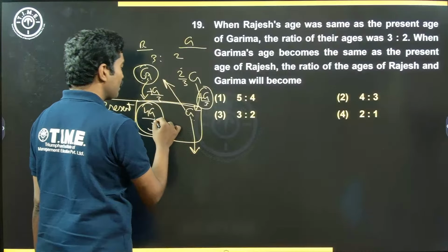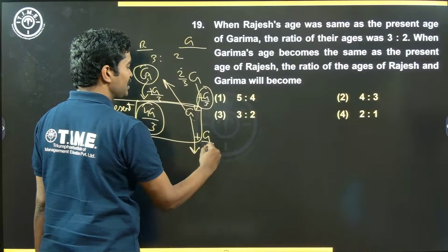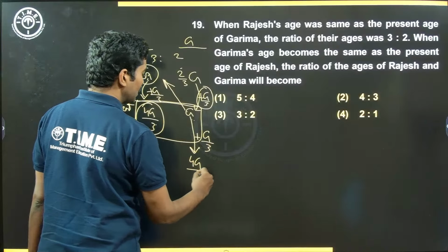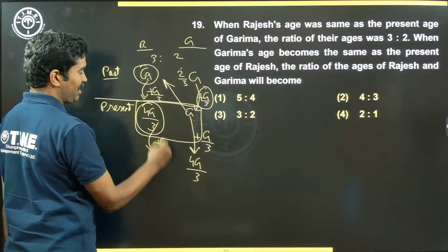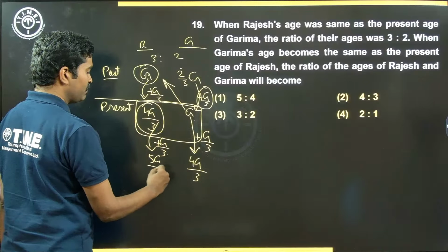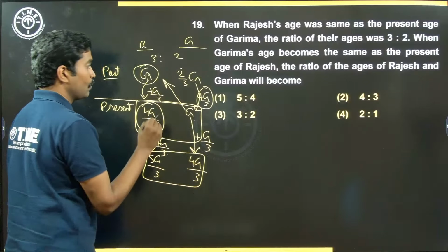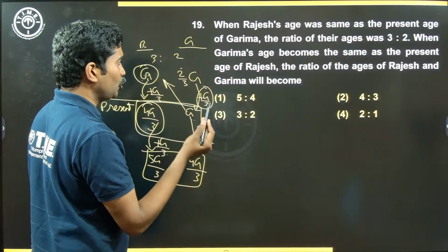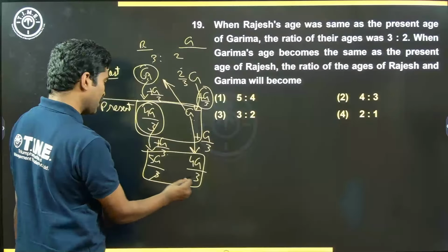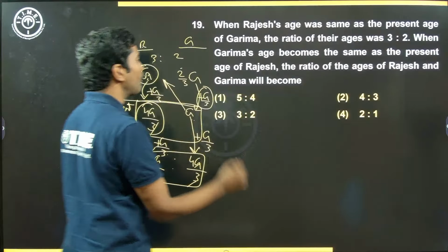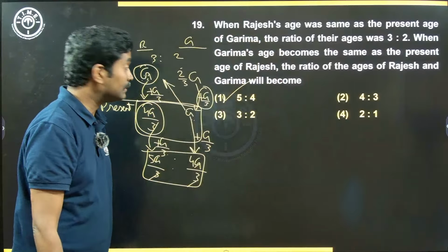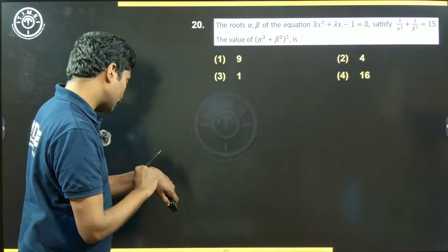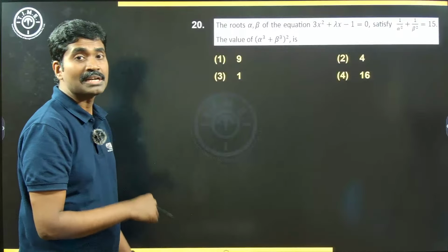When Garima's age becomes 4g by 3, meaning another g by 3 into the future, right? Which means Rajesh's age will also go up by another g by 3, which is 5g by 3. So the ratio of the ages of Rajesh and Garima, 5g by 3 to 4g by 3, is 5:4, which is what we are looking at. Option 1, right? So almost 30 minutes is done.